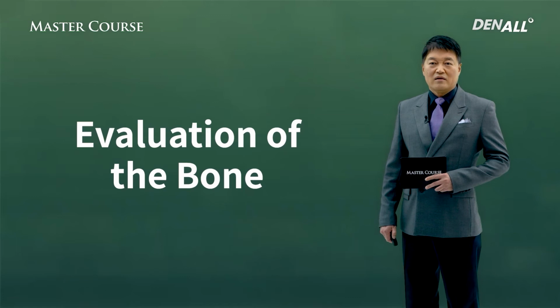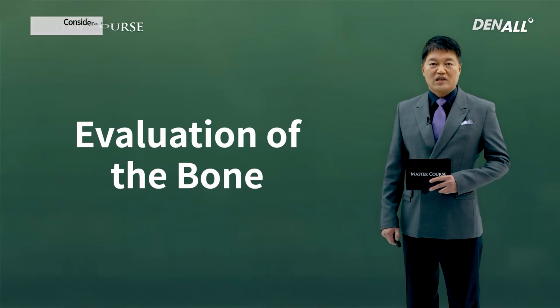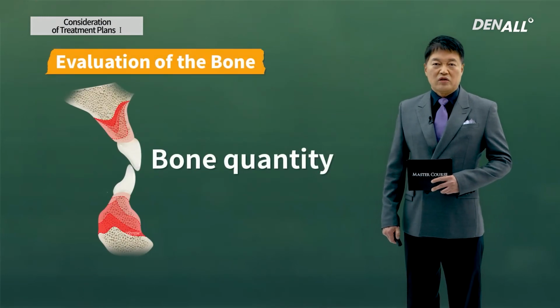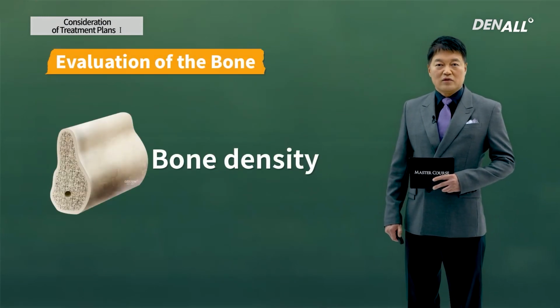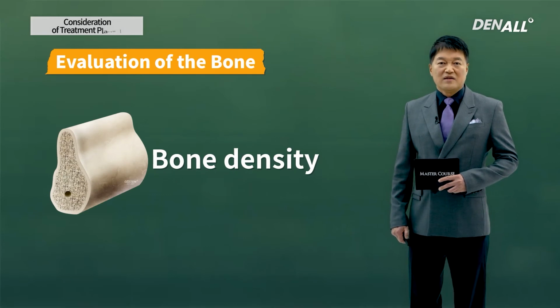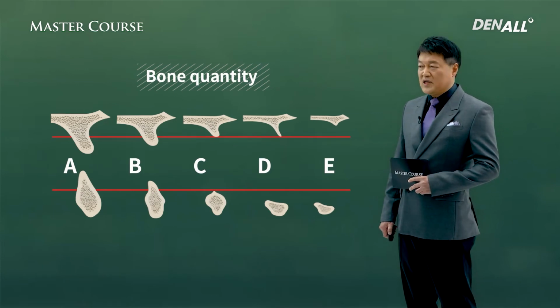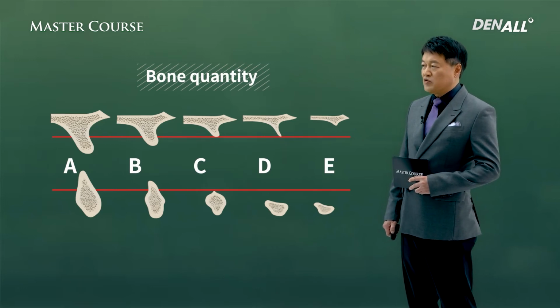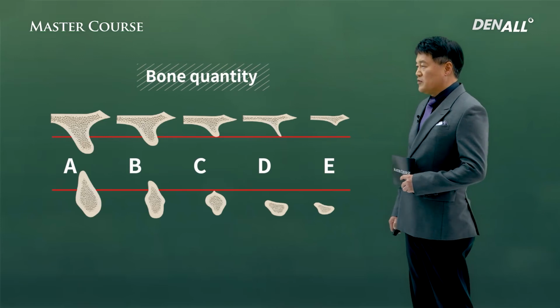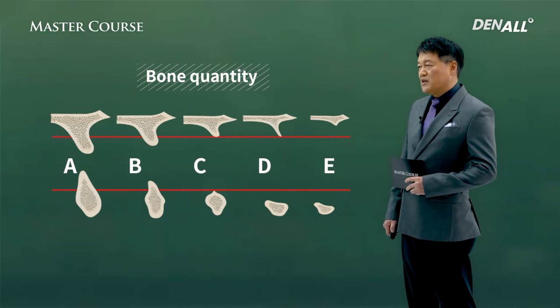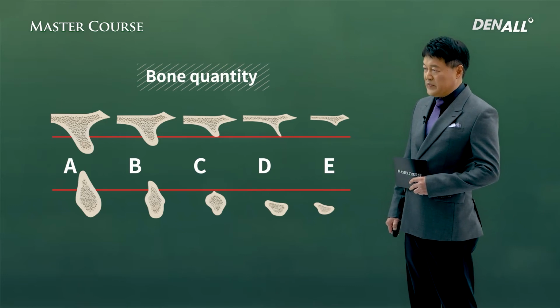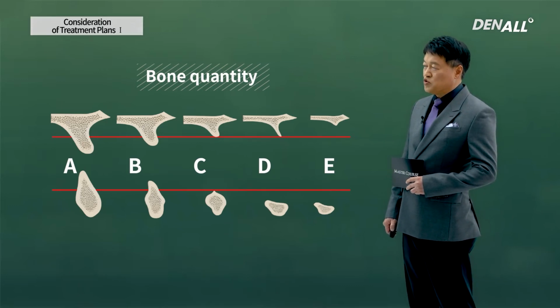Next is evaluation of bone. Implant is placed where bone is, and it gets adequate stability from there. Bone evaluation is therefore very important. Bone evaluation covers bone quantity, and bone quality or bone density. Let's look at bone quantity. As you can see, if there is a sufficient amount of bone in the area where we're going to place the implant, it will be very easy. However, in a lot of cases, after extraction, bone is resorbed and not enough bone is remaining. We have to overcome many obstacles and may have to do additional surgery like GBR.